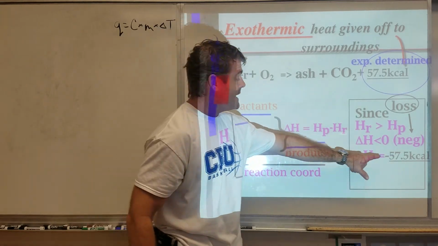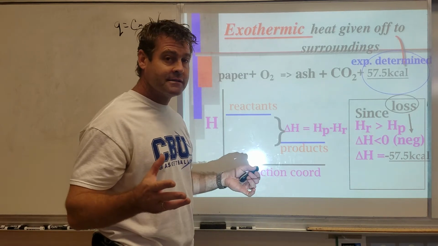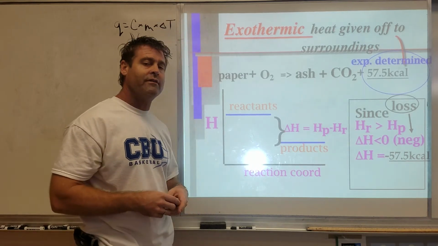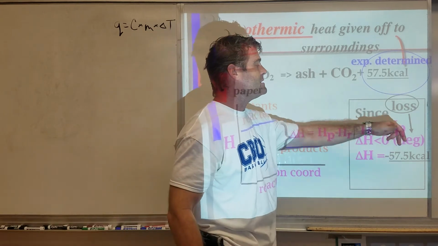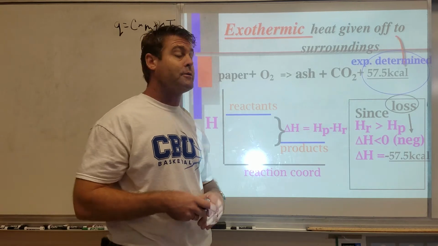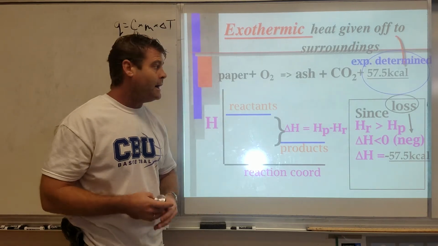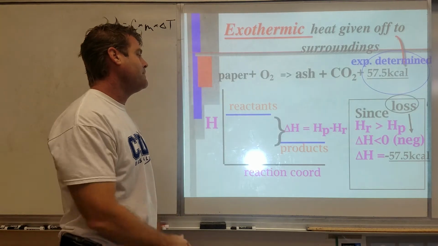So when you have the negative there, just think about it this way: that means heat's being lost. It's negative 57.5 kcals. So the negative indicates the loss of heat. This is typical of an exothermic reaction. So whenever you think of an exothermic reaction, just think about burning paper. That would probably be the easiest thing to think about.